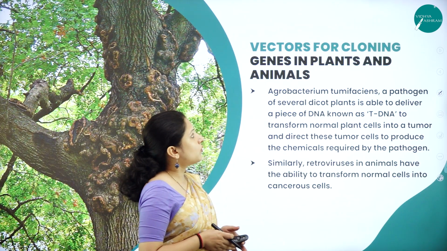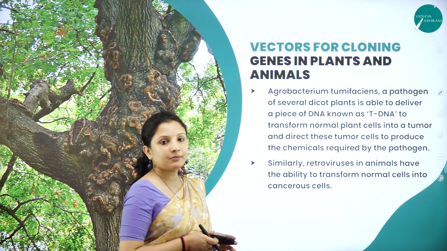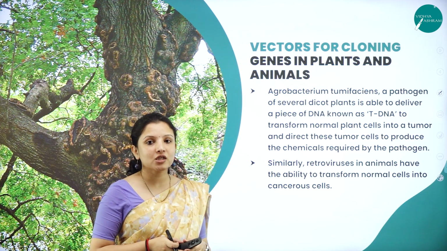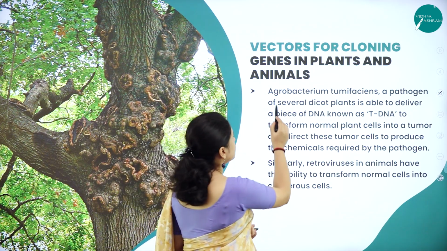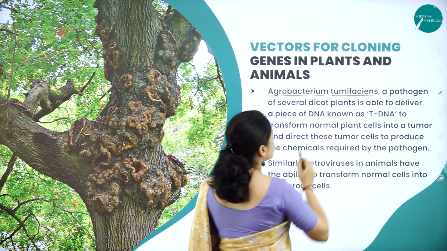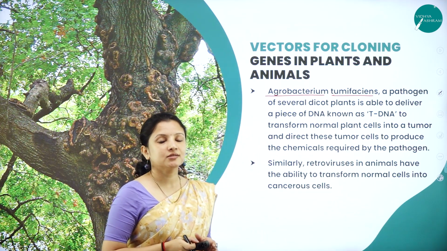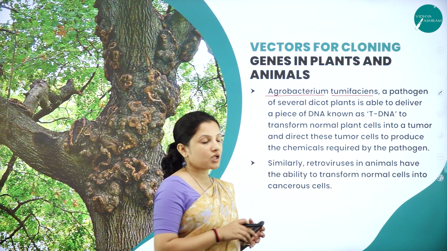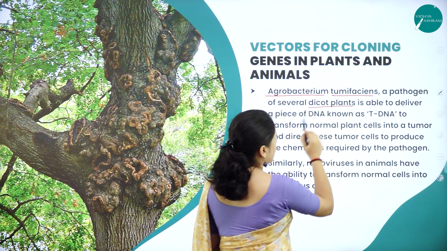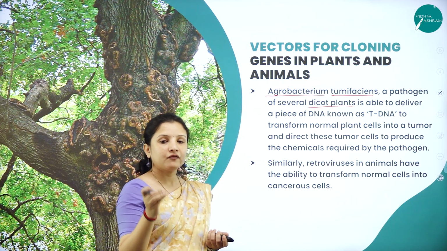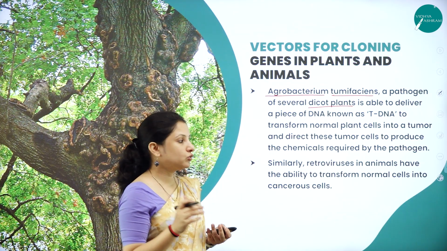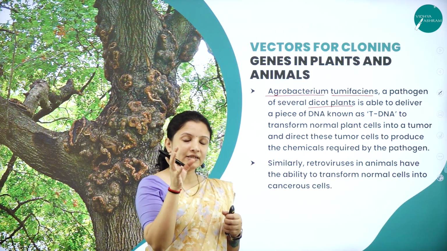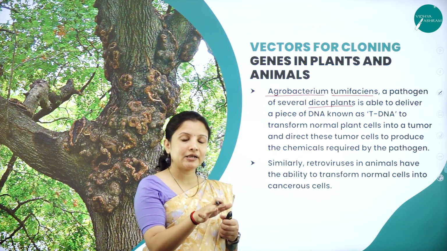Next is, what are the vectors for cloning genes in plants and animals? One of the best vectors for cloning genes in plants is Agrobacterium tumefaciens. Agrobacterium tumefaciens is actually a pathogen. This pathogen is capable of infecting a large number of dicot plants and it is capable of introducing its DNA. What it will do is, it will go to a plant, enter into the plant and insert its bacterial DNA inside the plant.